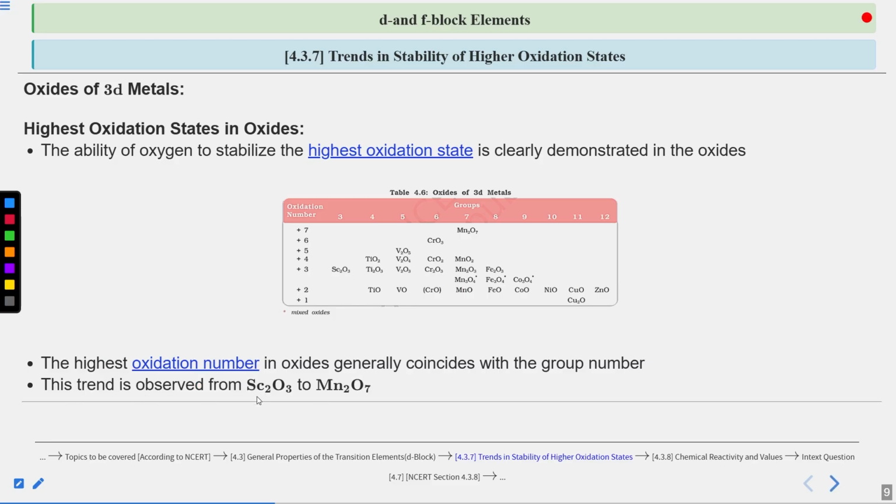This trend is observed from scandium Sc2O3 to manganese Mn2O7. Okay, Sc2O3, Mn2O7. If you see, each element has its oxide stable in its highest oxidation state, right?